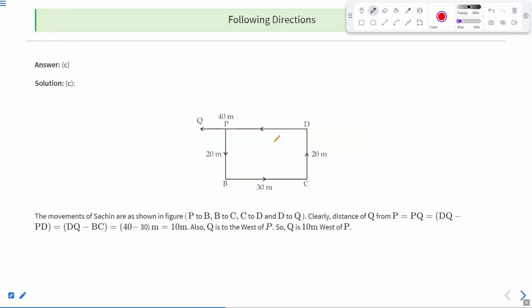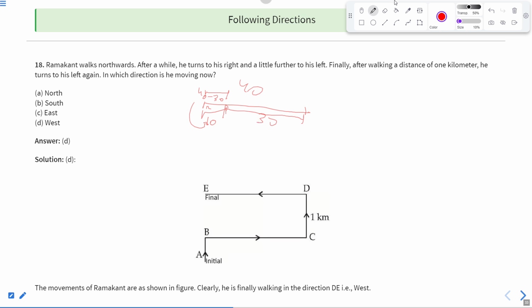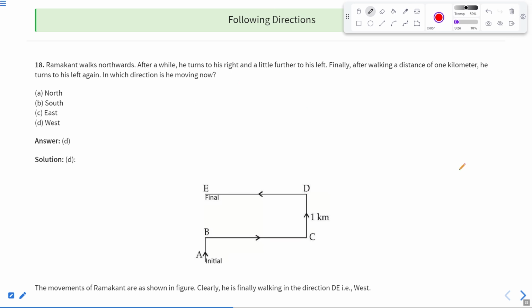As can be seen from this figure, QD, okay, this whole thing is 40, this is 30, therefore this must be 10, 40 minus 30. Q is 10 meters west of the start point.